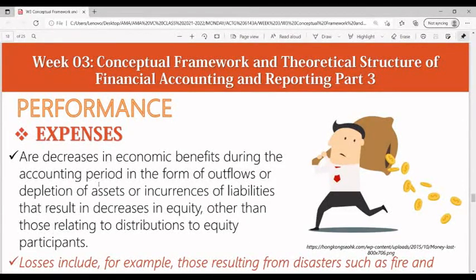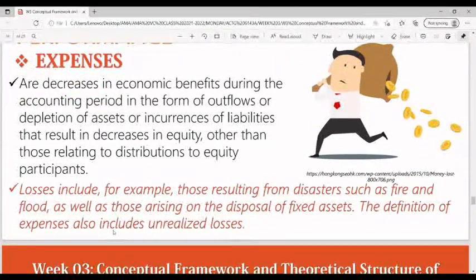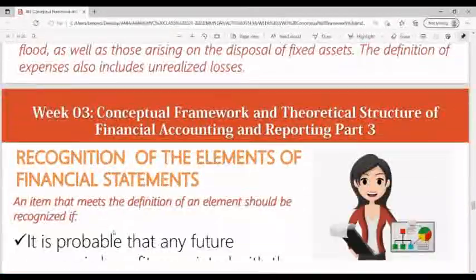So for performance, expenses are decreases in economic benefits during the accounting period in the form of outflows or depletion of assets or incurrences of liabilities that result in decreases in equity other than those relating to distribution to equity participants. Losses include, for example, those resulting from disasters such as fire and flood, as well as those arising on the disposal of fixed assets. The definition of expenses also includes unrealized losses.